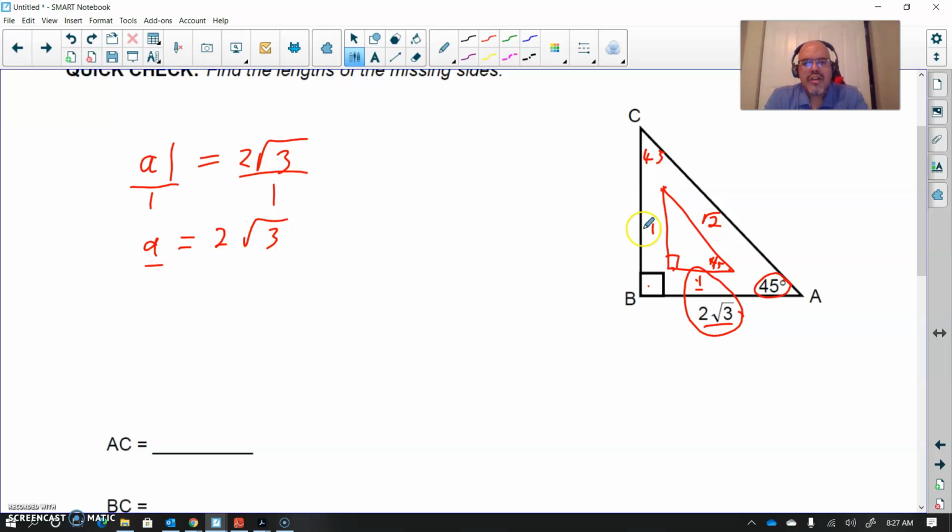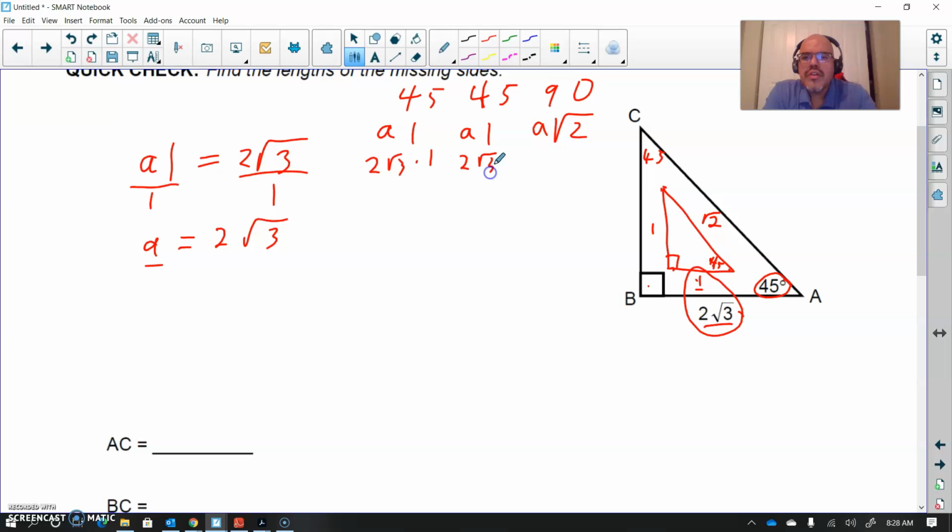Now remember, if we write this out, 45, 45, 90, we have 1, 1, square root 2. We're going to use the same scale factor in all of those because every 45, 45, 90 triangle is similar to every other 45, 45, 90. That's the rule. So we're going to multiply all of these by 2 square root 3. That gives us 2 square root 3 for this side, and for the other side, 2 square root 3. And for our final side, since we're multiplying radical by radical, we get 2 square root 3 times the square root of 2. So that gives us 2 square root 6.